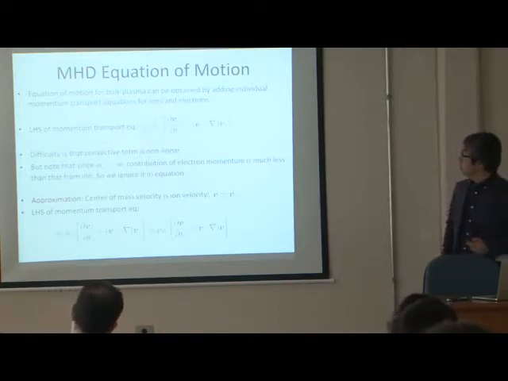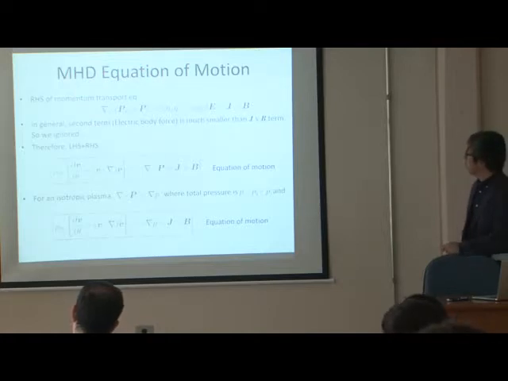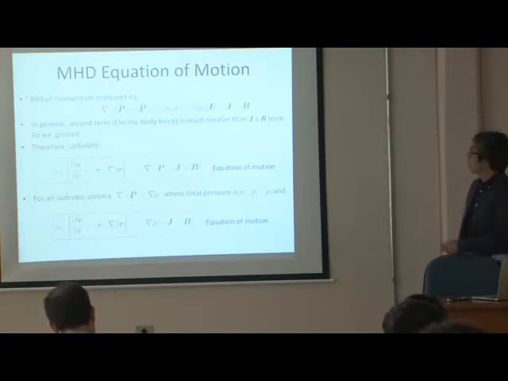So this is the left-hand side. Next, consider the right-hand side of this momentum equation. This is the right-hand side momentum transport equation. In general, this second term is the electric body force. It's much smaller than the J cross B term, so we can ignore it.